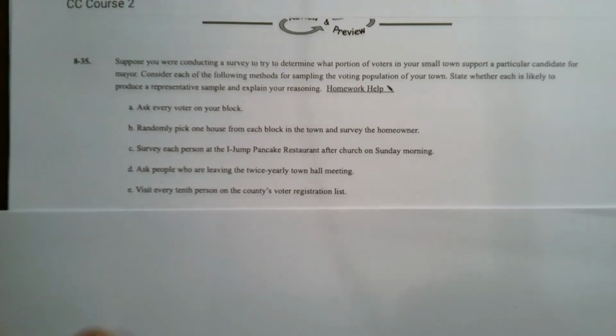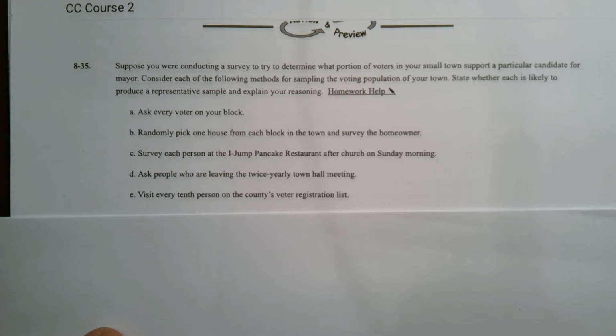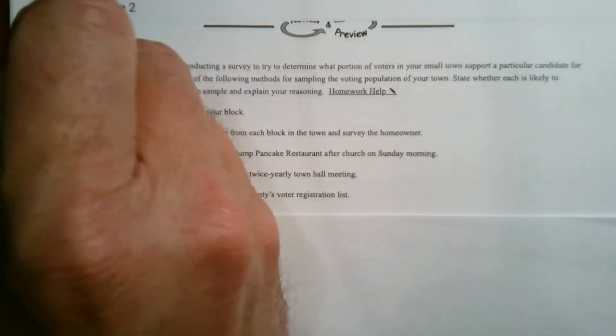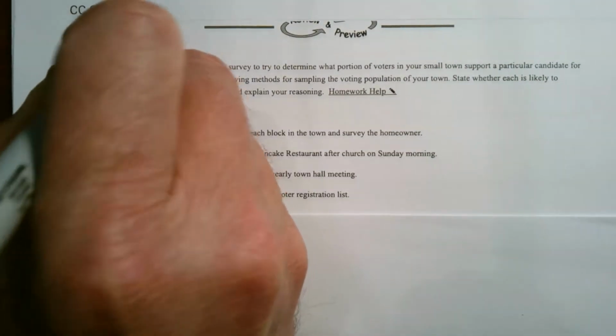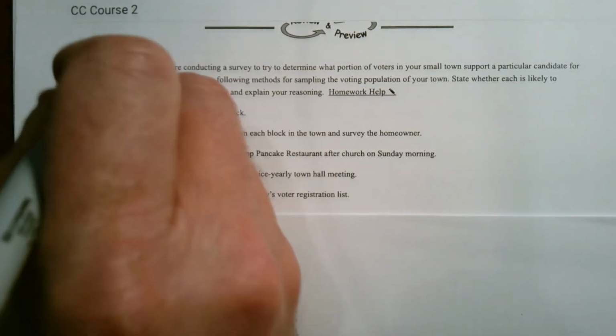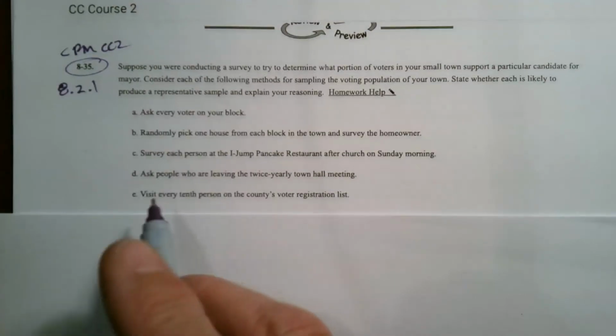We are looking at samples of populations to determine whether it represents what we're looking for, which is a representative sample of the population we're trying to get information from. So this is from CPM. It is course 2. This is section 8.2.1, and it's number 8-35.